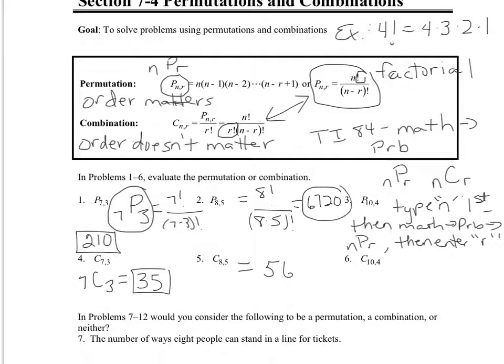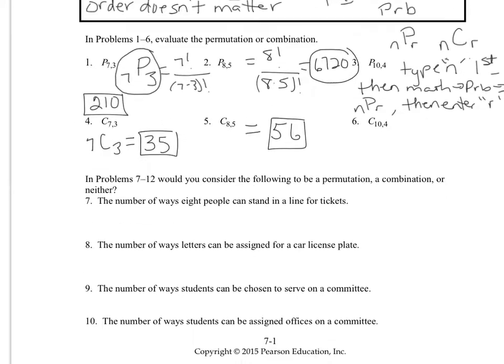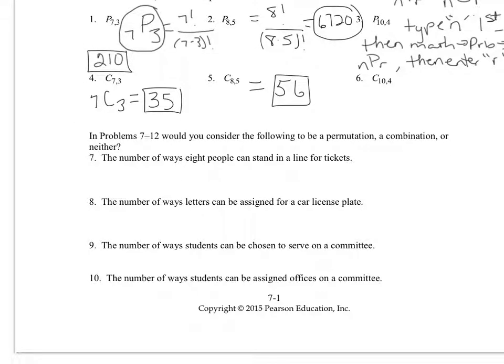Notice we had 6,720 when it was a permutation. That went all the way down to 56 when it was a combination. Now, part of what you need to do or be able to do is to determine whether something is a permutation or a combination when you read the scenario, because in the real world, you're not going to see the word permutation or the word combination. You have to figure that out.